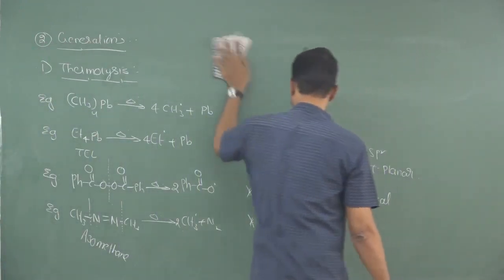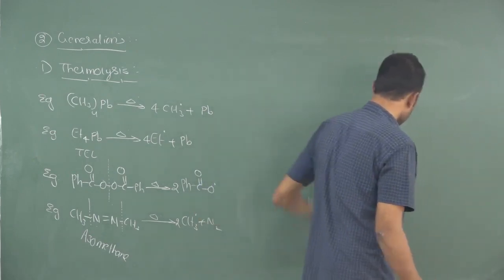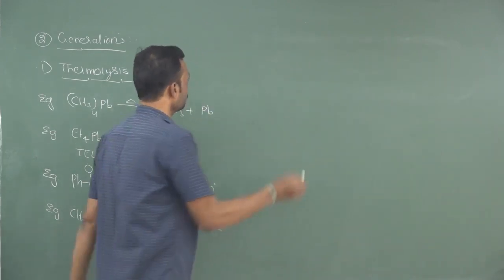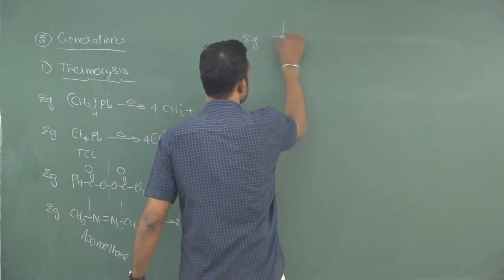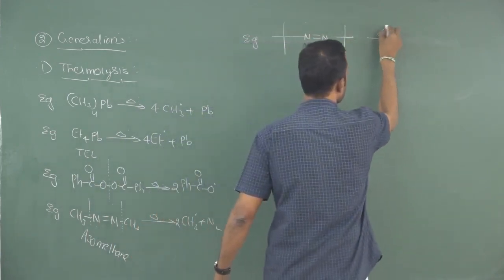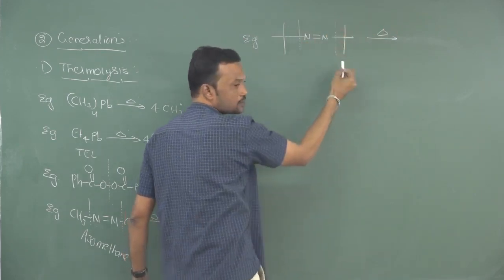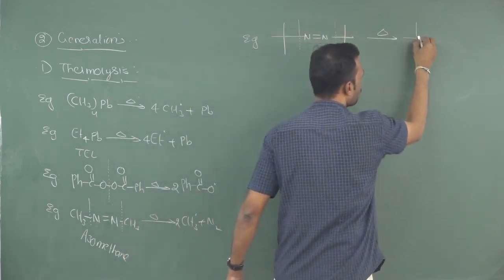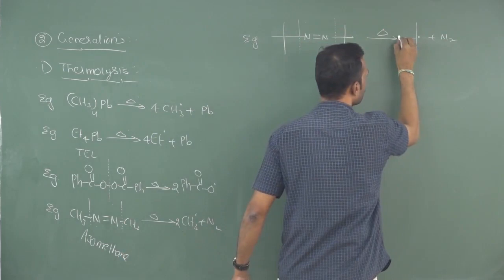Azomethane. What is that molecule name? Azomethane. Next, this is azobutane. Azobutane on thermal decomposition. Can I break this? Now, how many radicals will you get? 2 radicals, followed by N2.